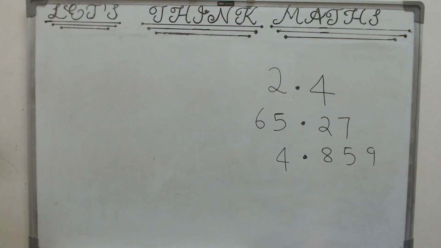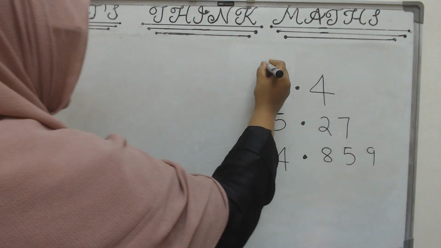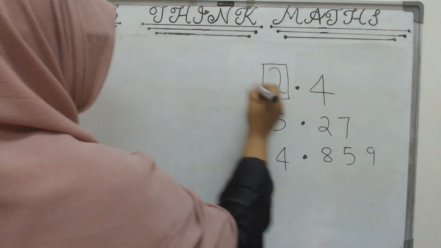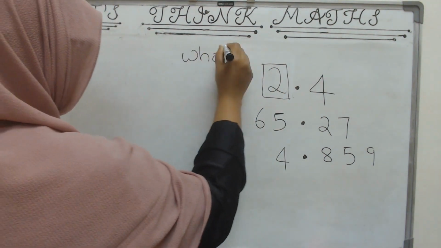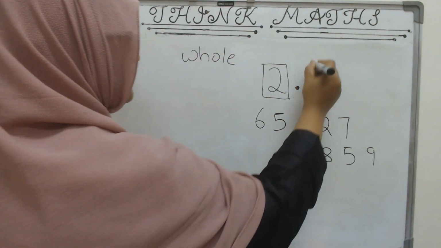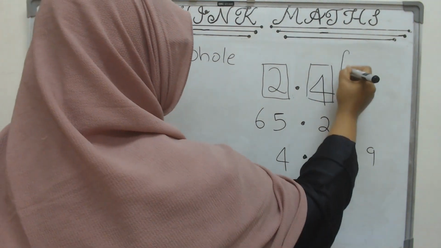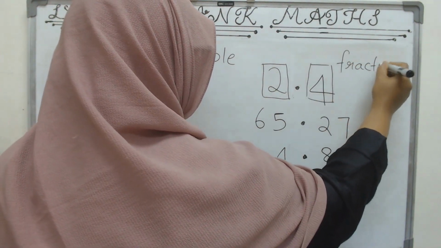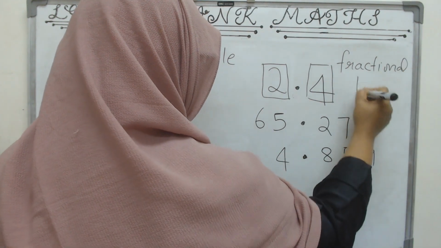Every decimal number has two parts. The part here is known as the whole number part, and the part which comes here is known as the fractional part or the decimal part.